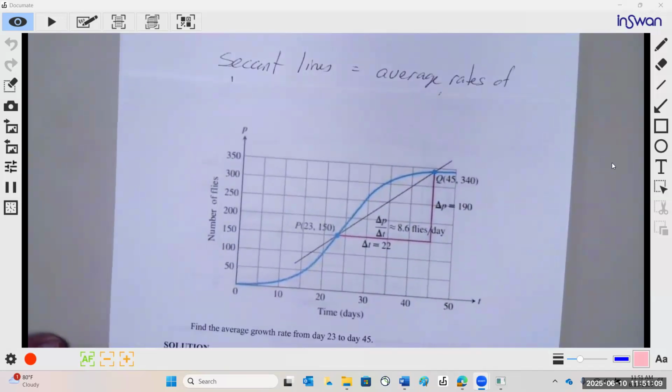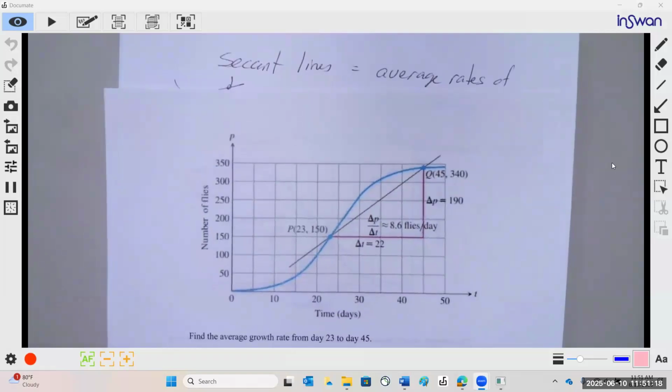So what I'm looking at here, it's asking, find the average growth rate from days 23 to 45. How would you do that? It says average, doesn't it? So we're looking for what kind of line? Secant. So what formula do we use? The average: f of x2 minus f of x1 over x2 minus x1. So let's go ahead and do that. Determine the value for me. What's the average growth rate?